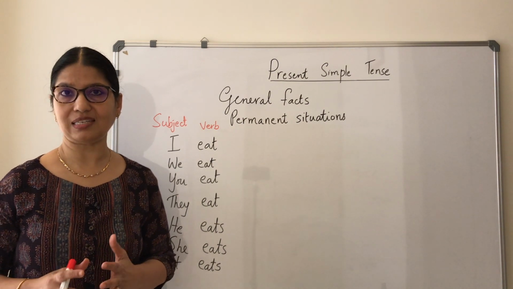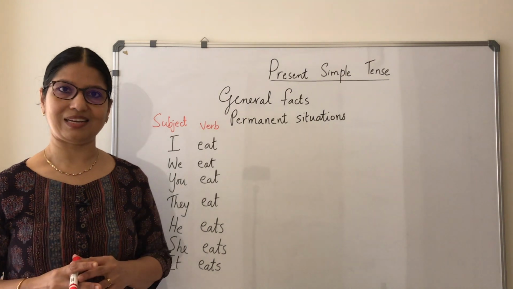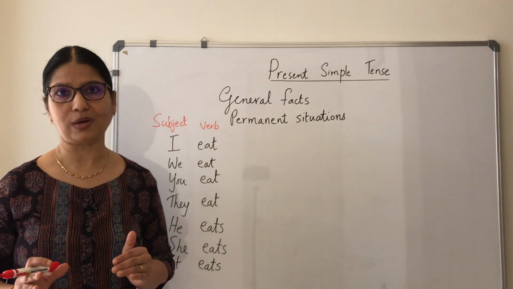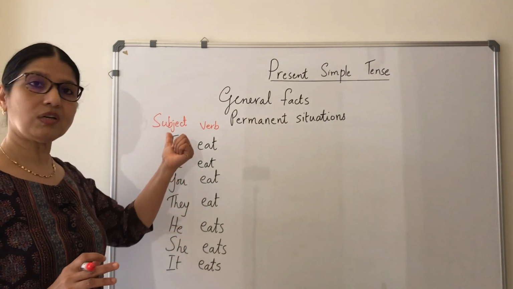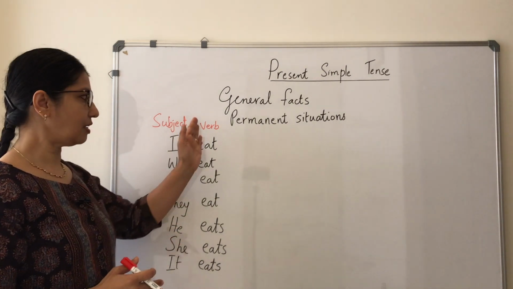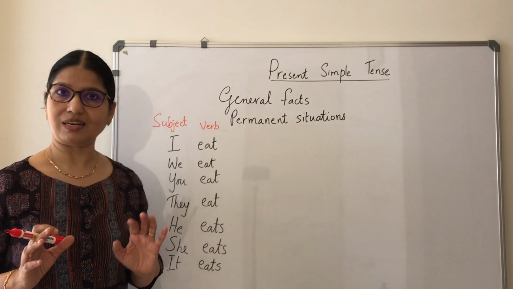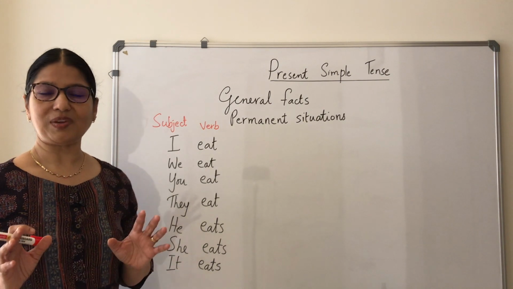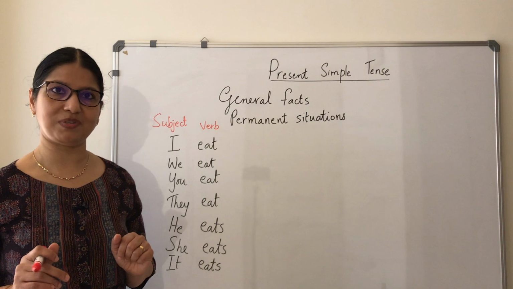Let me give you an idea of how a verb in present simple tense looks. You know that in English, in order to make a sentence, we need to have a subject and a verb. So here on the board, on this side I've written subject and here I've written verb. As an example, I've taken eat as a verb. In English, we have three persons. We have first person, second person and third person.